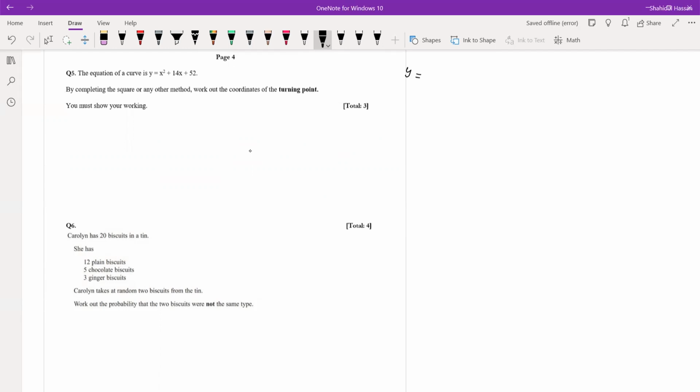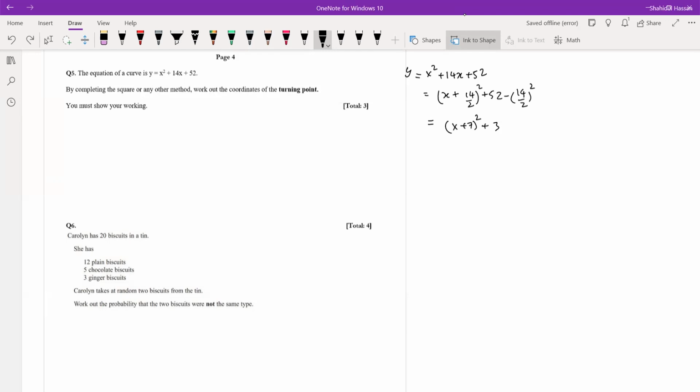So we have here y is equal to x squared plus 14x plus 52. If we complete the square, we are supposed to get x plus 14 over 2 whole squared plus 52 minus 14 over 2 whole squared. Josa, if you have any problem, please let me know. x plus 7 squared, 14 by 2 should be equal to 7. 7 squared is 49. 52 minus 49, the answer should be 3.